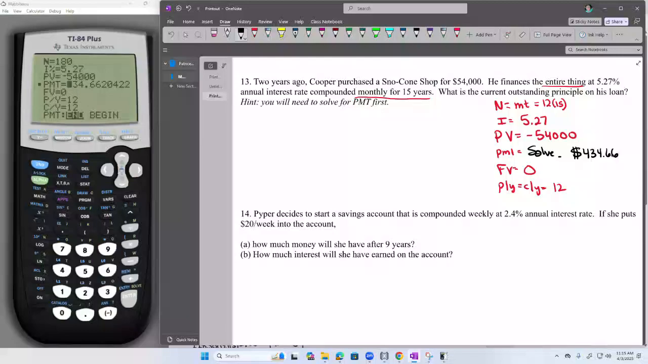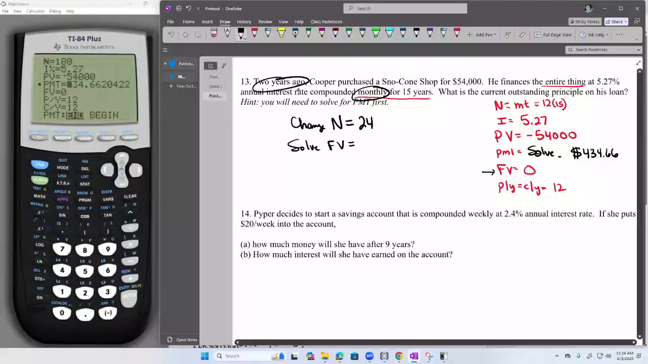All right. So define the current outstanding principal, which is how much he still owes. You change your N to how many payments have already happened. He's been paying every month for 2 years, so he has made 24 payments. After 24 payments, his future value will not yet be 0. He won't have it paid off yet. So we're solving for the future value to see how much he still owes, which is his current outstanding principal.